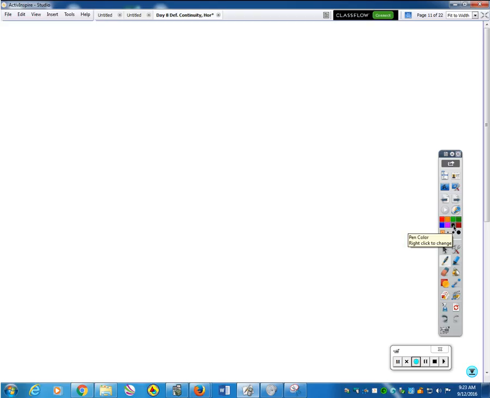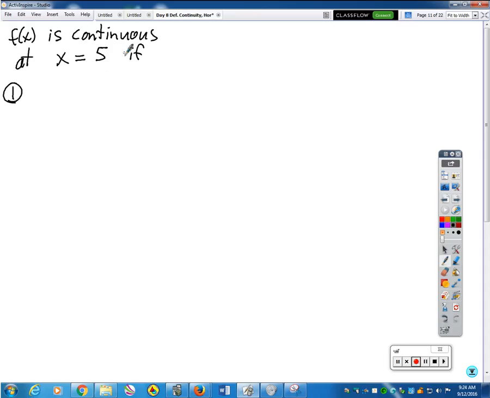So actually, let's just get you to earn some tickets real quick. Somebody raise your hand and tell me, what is one requirement for a function to be continuous at, let's say, what if f of x is continuous at, we'll throw in some numbers this time, x equal 5? So what is one requirement for the function to be continuous at x equal 5? The limit from 5 negative would have to be 5 too.